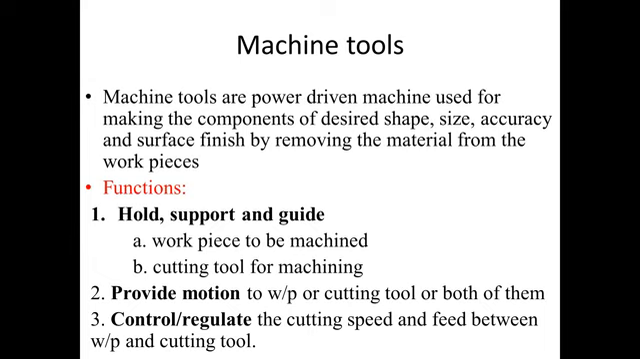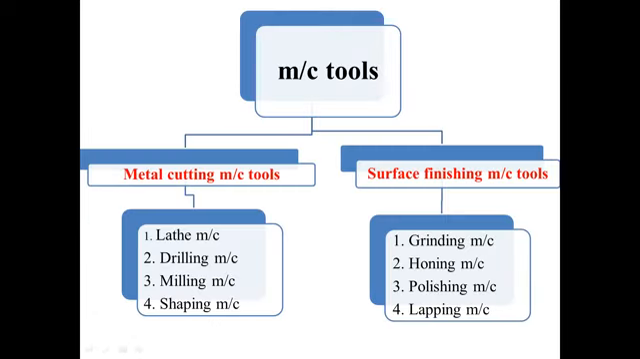So we know that in the case of a lathe machine, the workpiece is clamped in a chuck which is rotating, whereas for a drilling machine the workpiece is clamped on the work table and the drill bit is moving, it is rotating. The third one is as a function: it controls or regulates the cutting speed and the feed between the workpiece and cutting tool. We'll discuss all these things with diagrams.